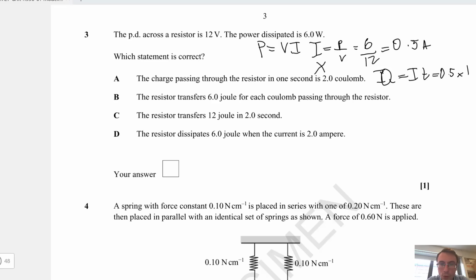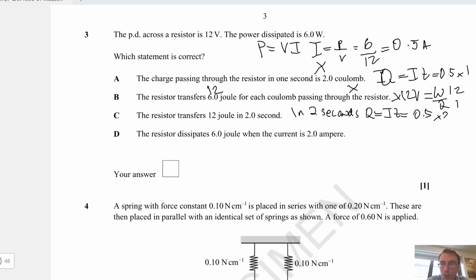The resistor transfers 6 joules for each coulomb passing through the resistor. This one here is also wrong because voltage is work done or energy per unit charge. So for 1 coulomb, if this here is 12, we're going to have 12 joules. So this one here is wrong. The resistor transfers 12 joules in 2 seconds. Well, in 2 seconds, we are going to have 1 coulomb of charge because Q is equal to IT. So it's going to be 0.5 times 2. So we're going to have 1 coulomb like that.